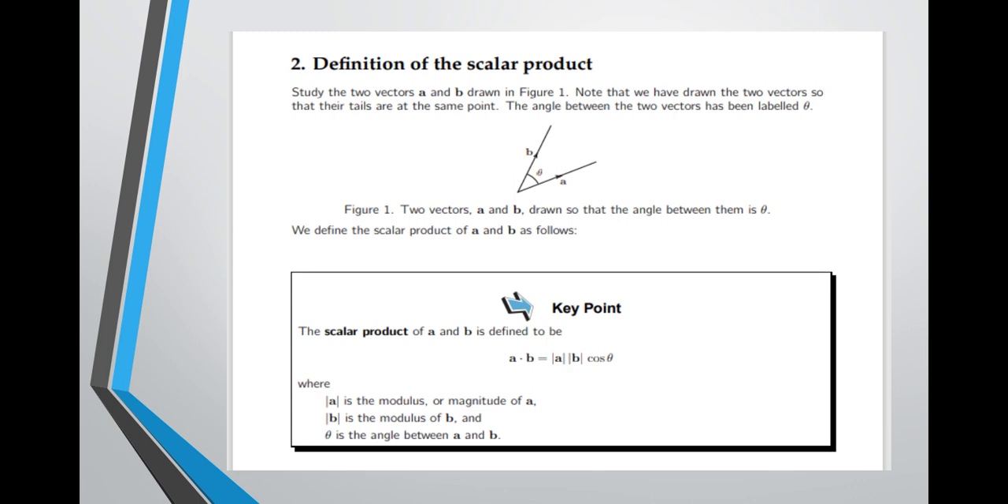So the scalar product of A and B is defined to be A · B = |A| |B| cos θ, where |A| is the modulus or magnitude of A, |B| is the modulus of B, and θ is the angle between A and B.